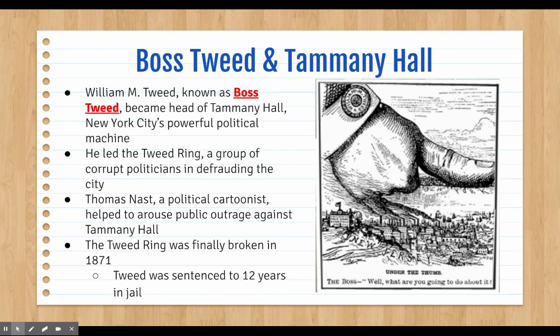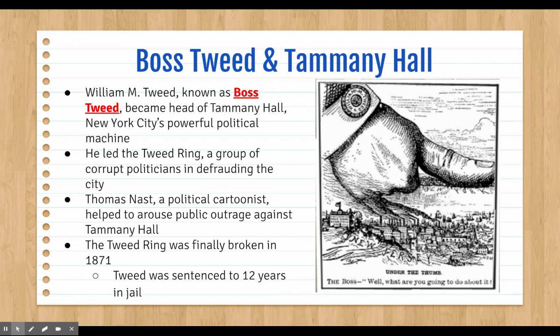Boss Tweed and Tammany Hall. So William M. Tweed, known as Boss Tweed, became the head of Tammany Hall, New York City's powerful political machine. He led the Tweed Ring, a group of corrupt politicians defrauding the city. So an example of how this political machine would work is that Boss Tweed would control the jobs that would happen around the city, maybe construction jobs. So if a new courthouse was going to be built, he would pick which construction company would do the job.